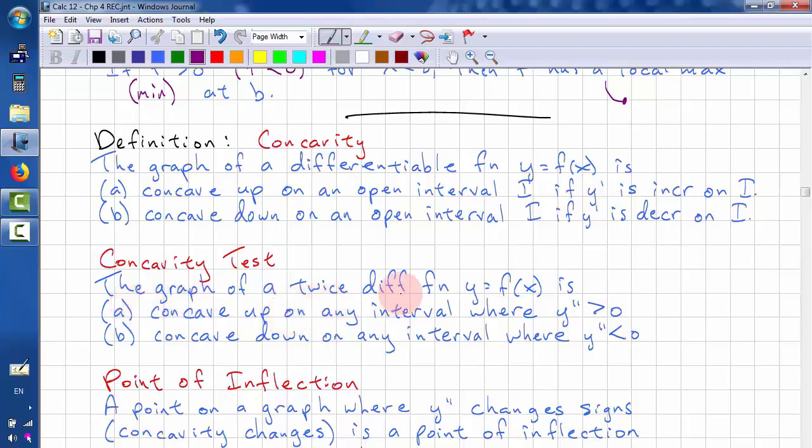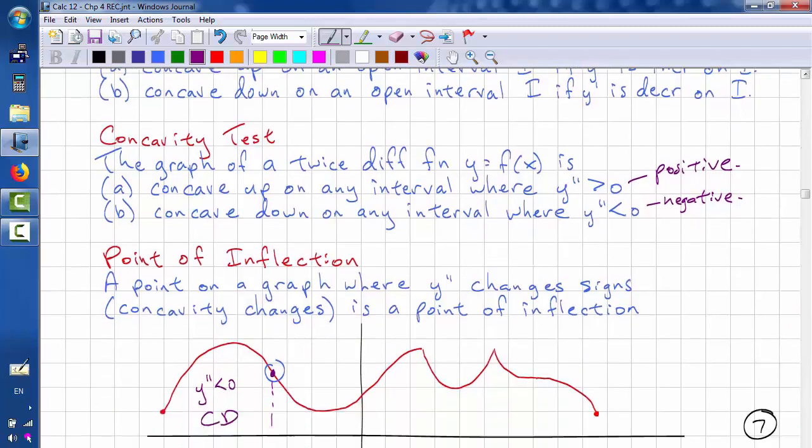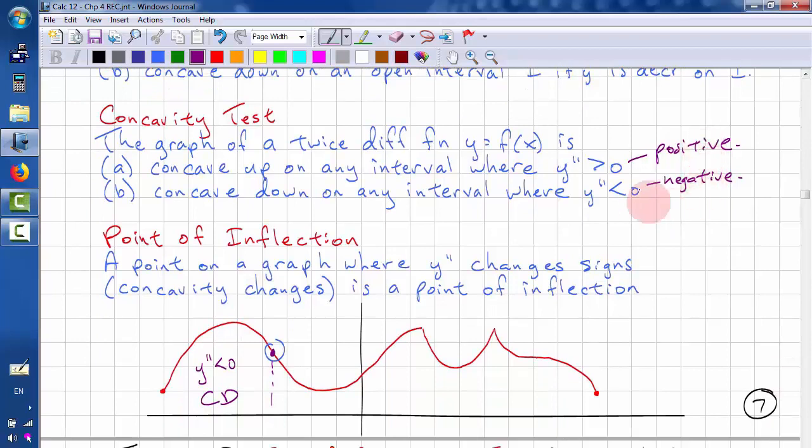The graph of a twice differentiable function y equals f of x is concave up on any interval where the second derivative is positive, and concave down on any interval where the second derivative is negative. Okay, so if we have positive and negative, then we must have zeros. So the point of inflection is a point on a graph where the second derivative changes sign. Okay, so the concavity changes, so from positive to negative, or negative to positive.